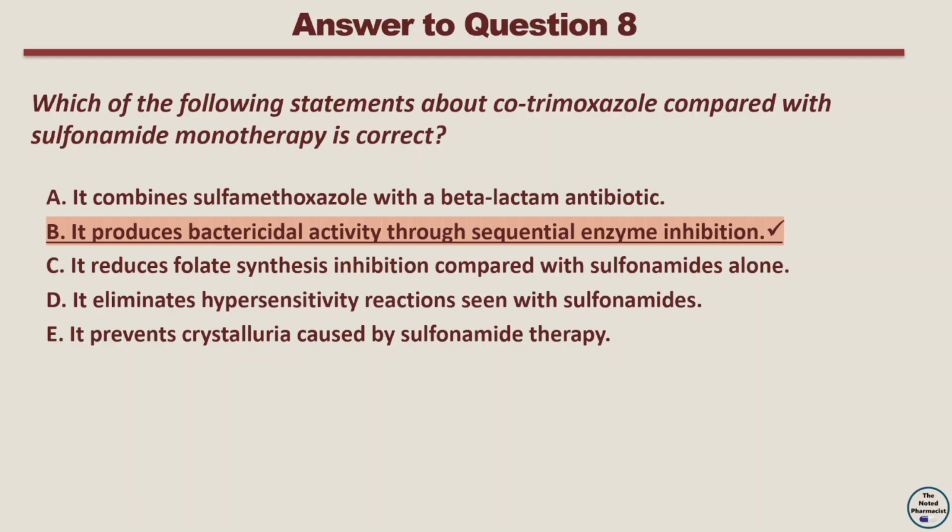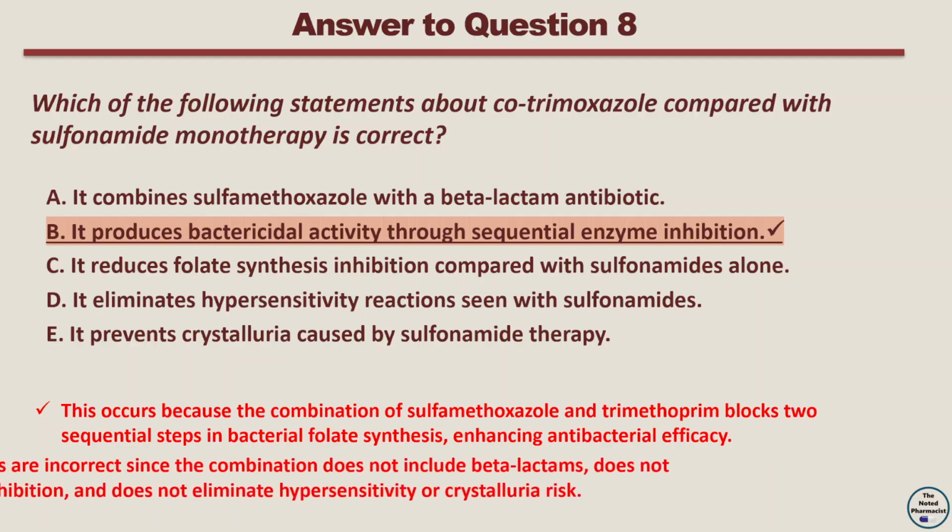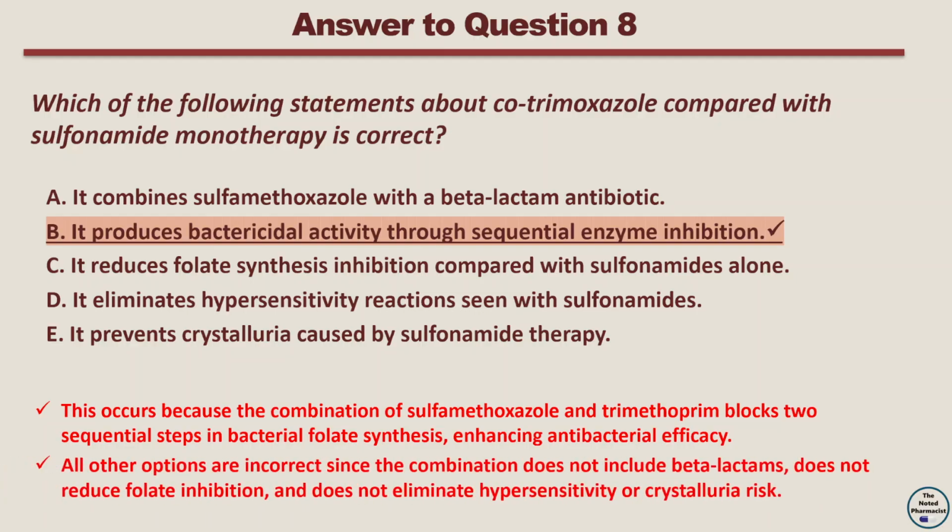The correct answer is option B. It produces bactericidal activity through sequential enzyme inhibition. This occurs because the combination of sulfamethoxazole and trimethoprim blocks two sequential steps in bacterial folate synthesis, enhancing antibacterial efficacy. All other options are incorrect since the combination does not include beta-lactams, does not reduce folate inhibition, and does not eliminate hypersensitivity or crystalluria risk.